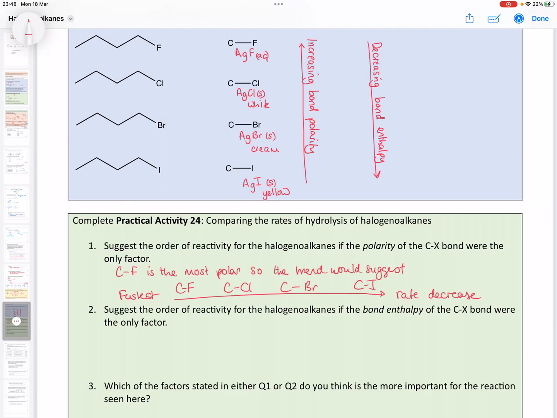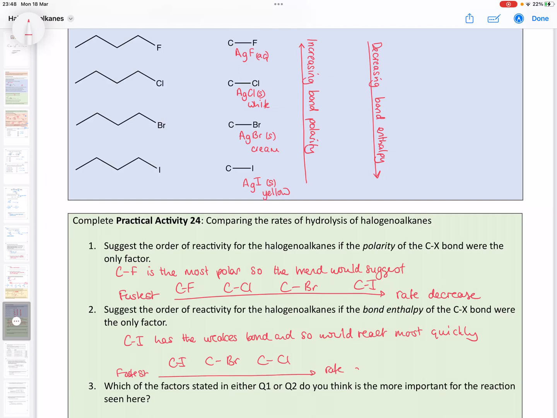Now, suggest the order of reactivity for the halogens if the bond enthalpy were the only factor. If the bond enthalpy were the only factor, C-I has the weakest bond, and so would react most quickly. So we'd have C-I, C-Br, C-Cl. Again, we'd have the fastest here, with the rate decreasing.